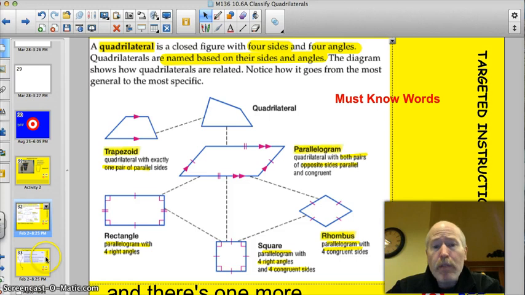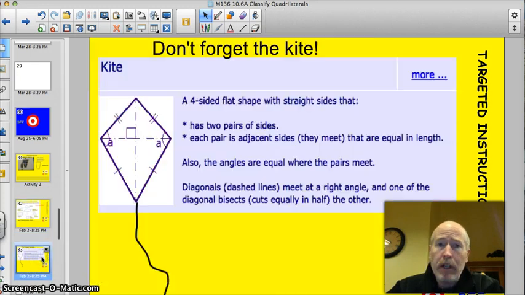All right, there is one other figure that we're going to add to the picture, and you may have had it if you had an awesome 5th grade teacher like I was. We have a kite. A kite is a four-sided shape, a flat shape, a quadrilateral, and it has two pairs of sides, and each pair of sides, the adjacent sides, are the same length. They're congruent. Look at it. So it has congruent sides, but they're adjacent, which means next to each other. And here's the other set.